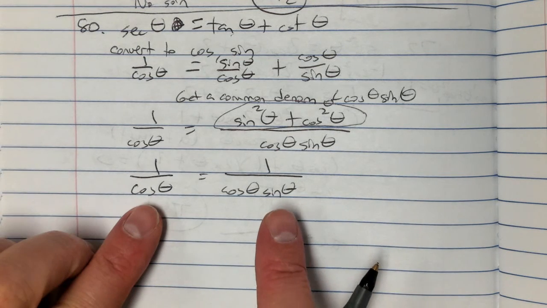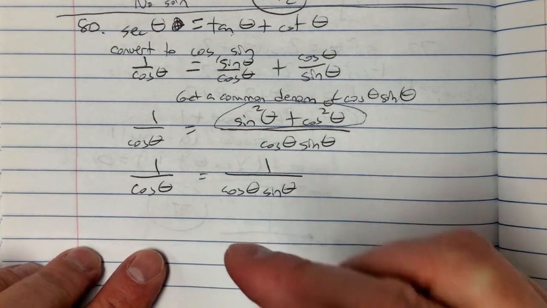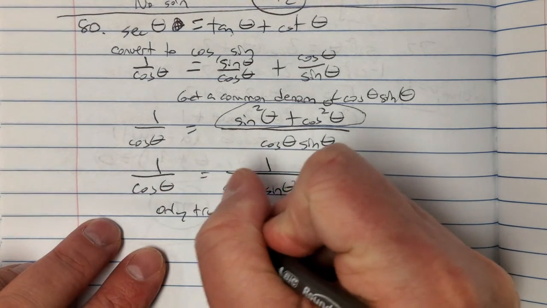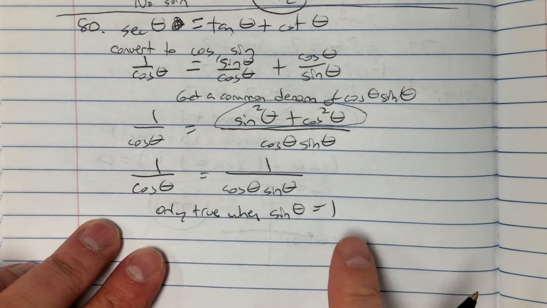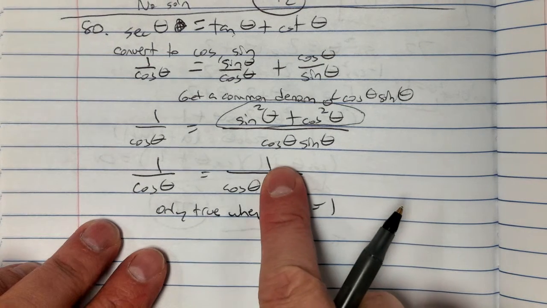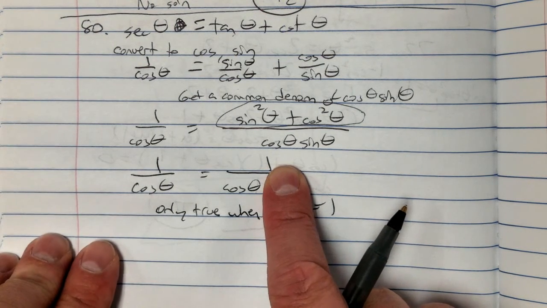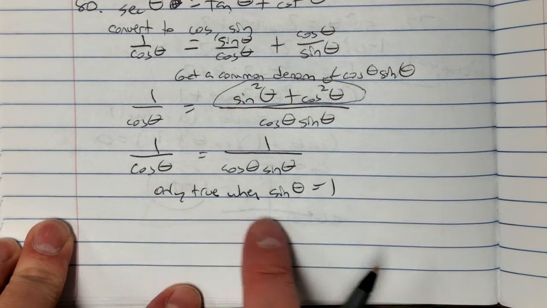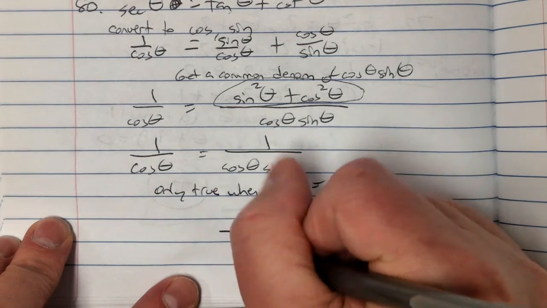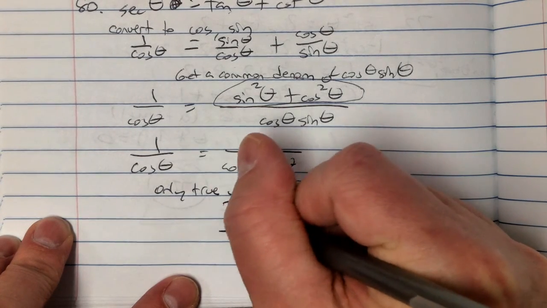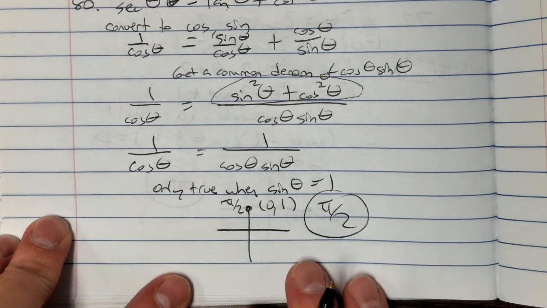And the only time that would make sense is if sine theta equals 1. It's only true when sine theta equals 1. Because if it were equal to 1, then I cover it up and they match. So you have 1 over cosine for both. So that's only true when sine is equal to 1. And so that just happens up here at pi halves when it's 0, 1. So pi halves is your only answer.